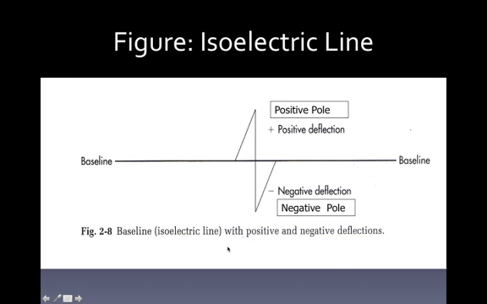And here's a nice little picture of it. So if I'm above the isoelectric line, that means if whatever position or whatever lead that I'm looking at, the electricity is headed towards a positive pole. If I'm below the isoelectric line, that means that the energy was headed towards a negative pole. Now this means vice versa as well. It was headed towards a positive pole or away from a negative pole, and it was headed towards a negative pole or away from a positive pole.